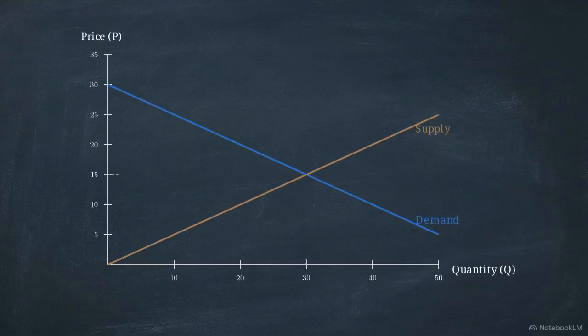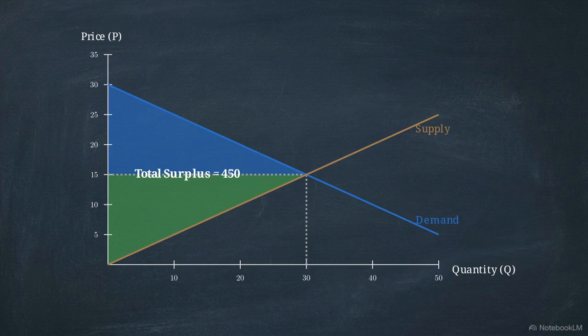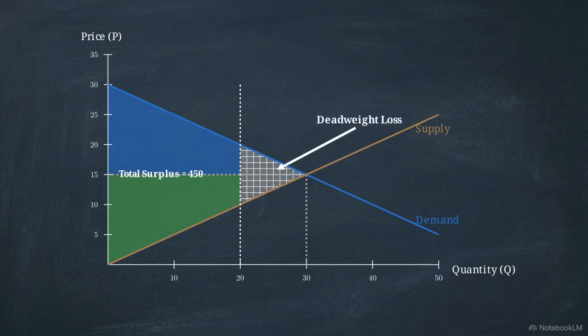With a total surplus of 450, we can now test if this outcome is the most efficient state possible. Consider what happens if we stop production early at a quantity of 20. This leaves a gap of unshaded space on our graph, potential trades that never happened. This gap is deadweight loss, meaning the total value to society has decreased.